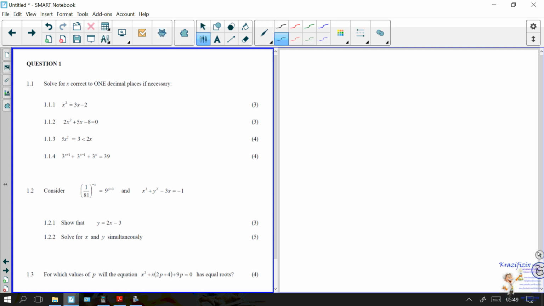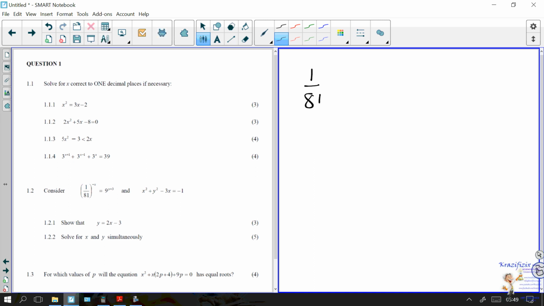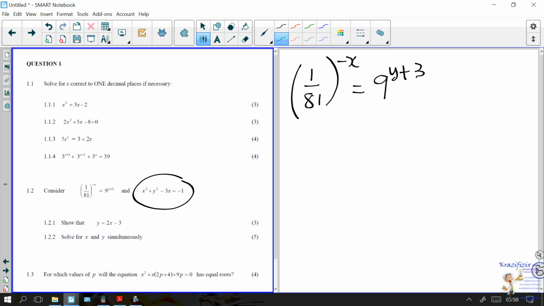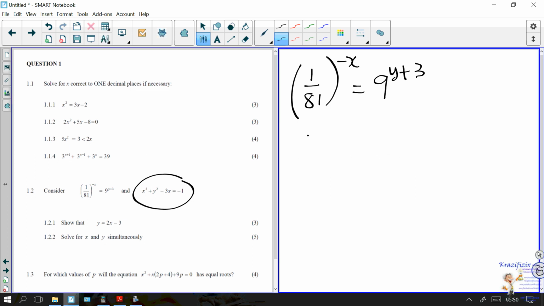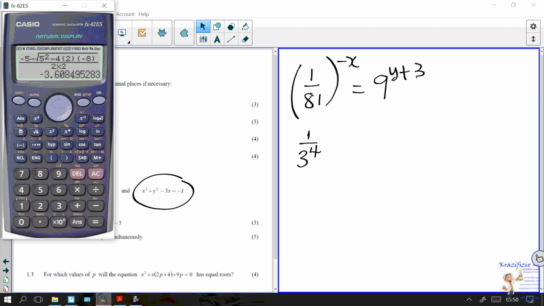Given that 1 over 81 equals 9 to the power y plus 3, and we have the other equation, so we have two equations. Show that y equals 2x minus 3. Guys, we need to simplify this quickly. Now, what does this mean? This means 1 over 3 to the power 4. You can actually use your calculator if you don't know what to do.